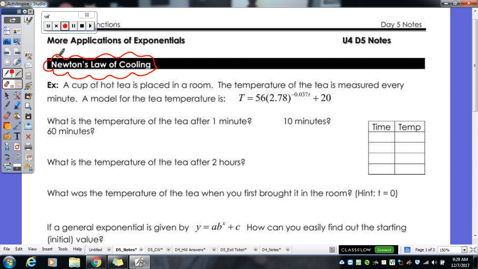So we have a cup of hot tea placed in a room. The temperature of the tea is measured every minute. A model for the temperature is given by that equation there. So somebody already figured out the equation for us. That's the hard part. What is the temperature of the tea after 1 minute? Pretty simple. All we have to do is plug in 1 for the little t.